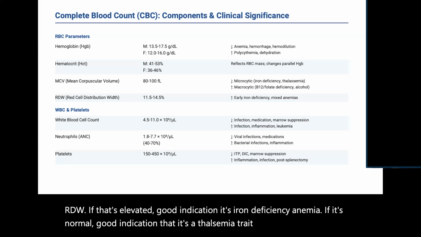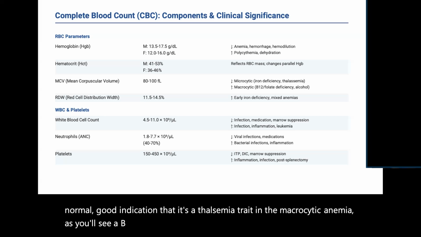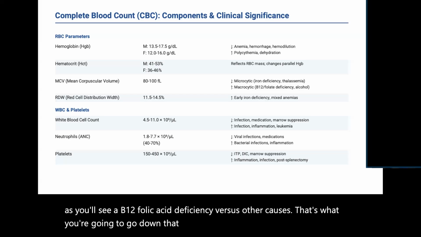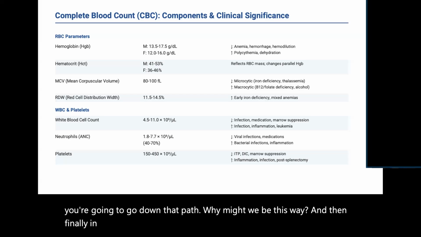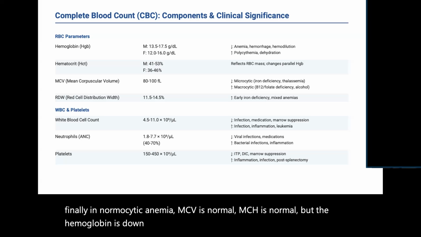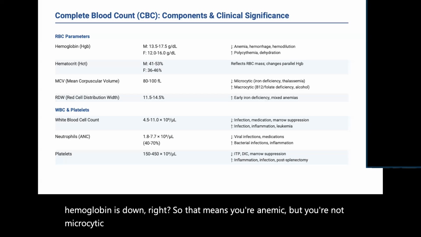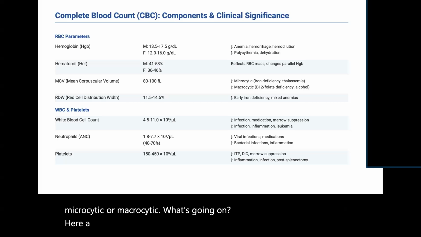In the macrocytic anemias, you'll see a B12 or folic acid deficiency versus other causes. That's the path you're going to go down. And then finally, in normocytic anemia, MCV is normal, MCH is normal, but the hemoglobin is down, right? So that means you're anemic, but you're not microcytic or macrocytic. What's going on here? Well, with a normocytic anemia, you want to do a reticulocyte count to determine, is it a production or destruction issue?